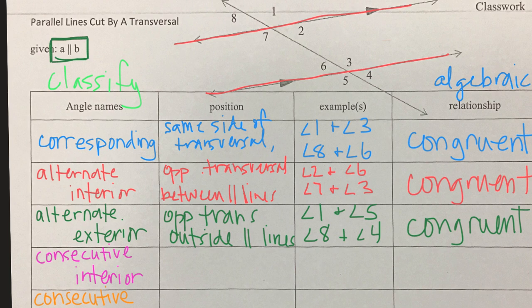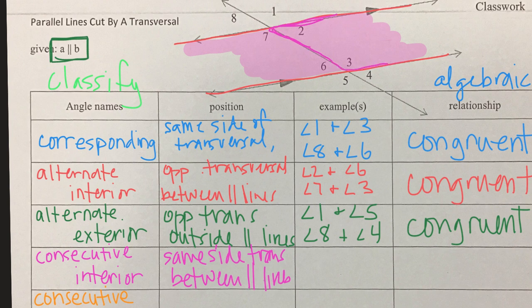Let's talk about the consecutive interior ones. Their positioning is inside, so they have to be between your parallel lines, and consecutive, on the same side of your transversal. Excellent. Consecutive interior are on the same side of your transversal and between your parallel lines. So what about angle 2? Which one is angle 2 consecutive with? Angle 3. Angle 2 and angle 3 are consecutive interior angles. And angle 6 and angle 7 would be your other pair of consecutive interior angles. So all of these angles come in pairs, right? We have to have two of them in order for it to be an angle pair.